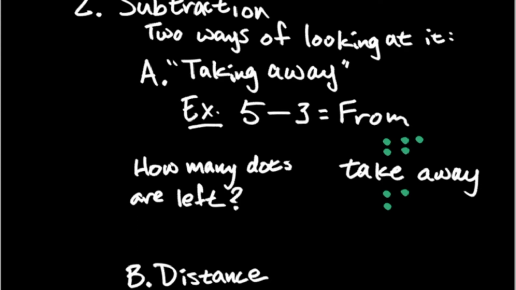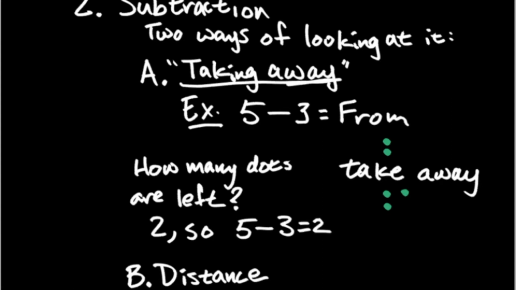So let's look at that. If we take 3 away from 5, I'm just going to get rid of those. What's left? We got 2 dots. That's all we got left. So that means 5 minus 3 equals 2, or 5 take away 3 equals 2. All right. So that's the taking away way of thinking and looking at it.